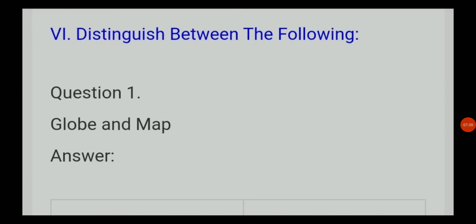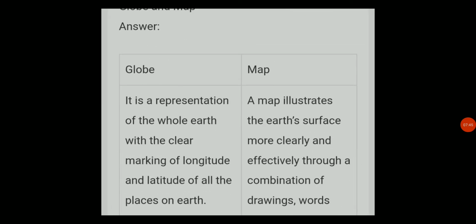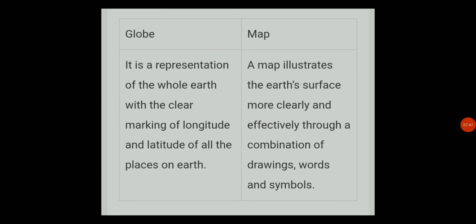Your next topic, sixth one, distinguish between the following. First one is globe and the map. So draw a tabular column like that. Whenever you have given a distinguish between in your social, you have to draw a tabular column and then only write. So first point in globe is, it is a representation of the whole earth with a clear marking of latitude, longitude of all the places on the earth. Map, a map illustrates the earth's surface more clearly and effectively through a combination of drawing, words and symbols.